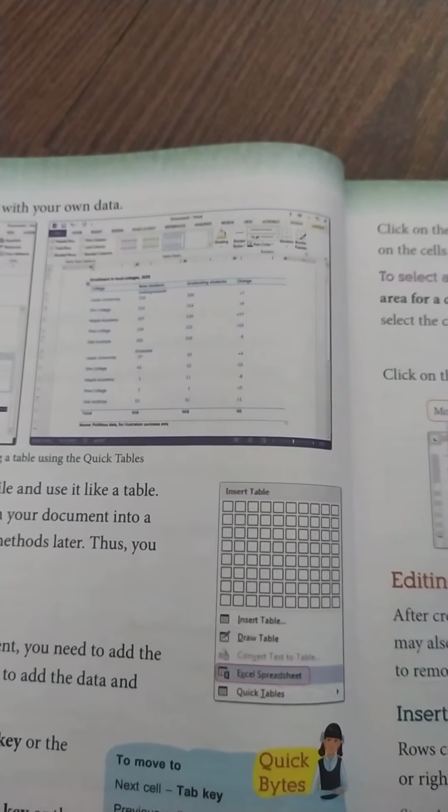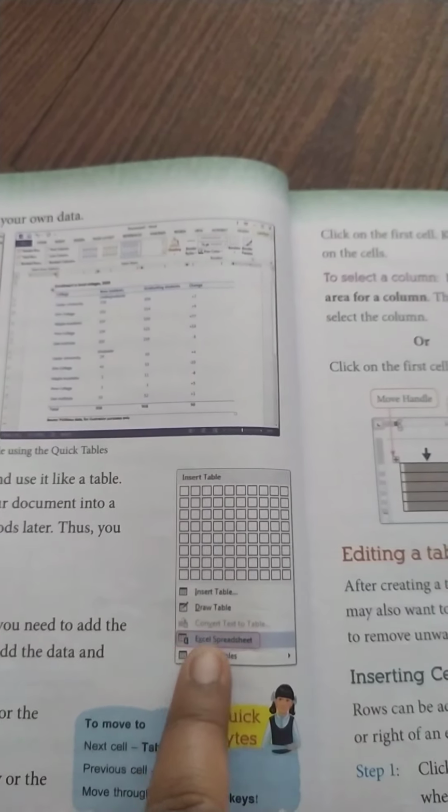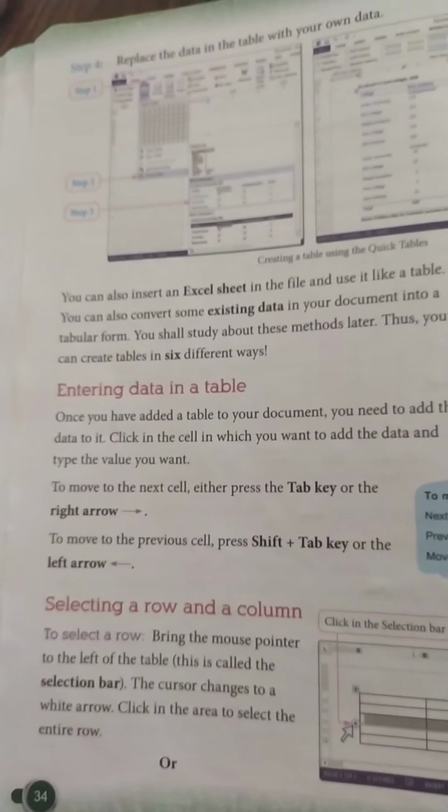And the last 2 ways are, we can also insert an Excel sheet in the file and use it like a table. Another thing is, we can also convert some existing data of our document into tabular form and use it. By using the Excel sheet we have the option over here, and we can convert some of the existing data of our document into tabular form. So, these are the 6 ways of creating a table in Word. Now one by one I will show it to you in the computer.